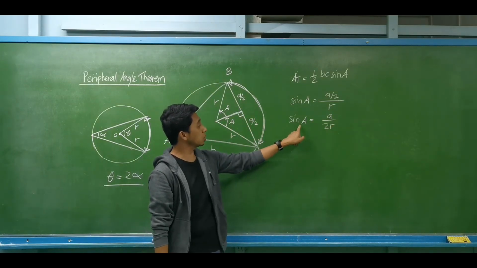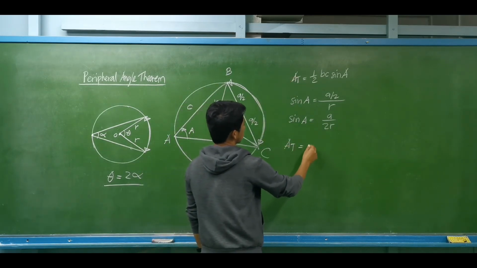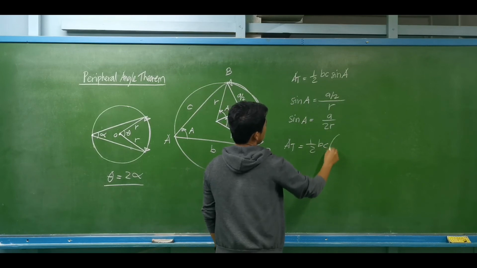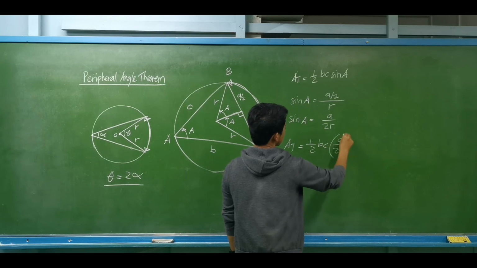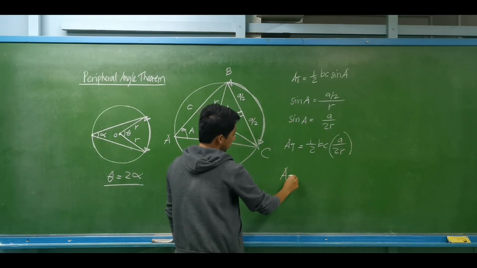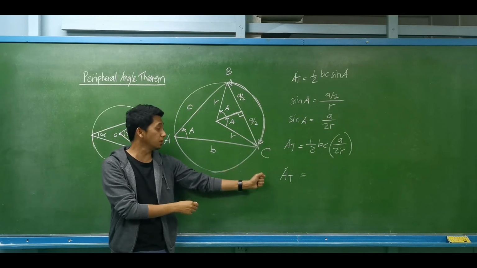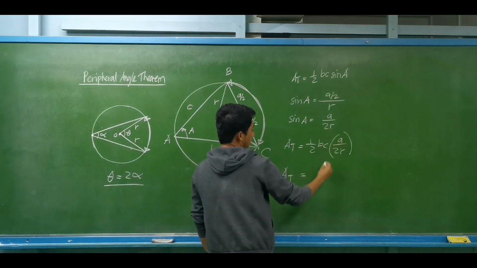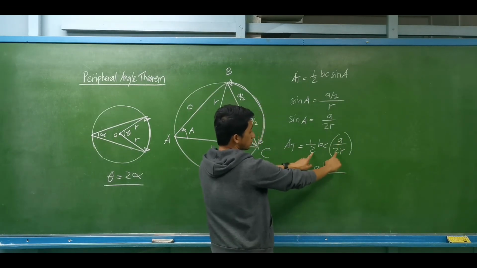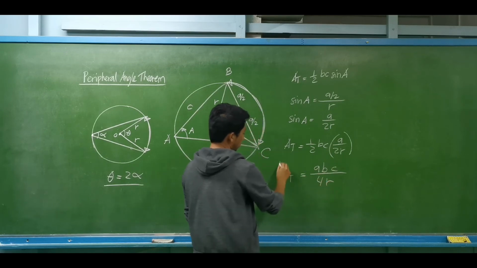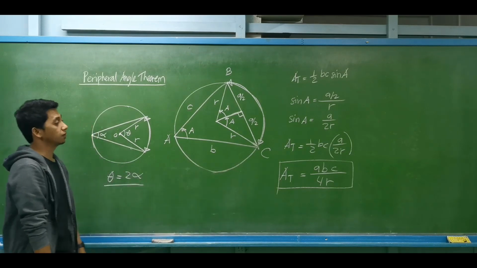Okay, then, substitute lang natin equivalent ni sine A dun sa unang equation. The area of the triangle now is equal to 1/2 B times C. Ang equivalent ni sine A is si side A divided by twice the radius. So, ito yung formula ng area ng triangle sa loob ng circle na nakikita usually sa mga review books. Kaya, i-arrange lang natin: A, B, C, divided by 2 times 2, this is 4 times the radius. Yan. So, yun yung kanyang formula.